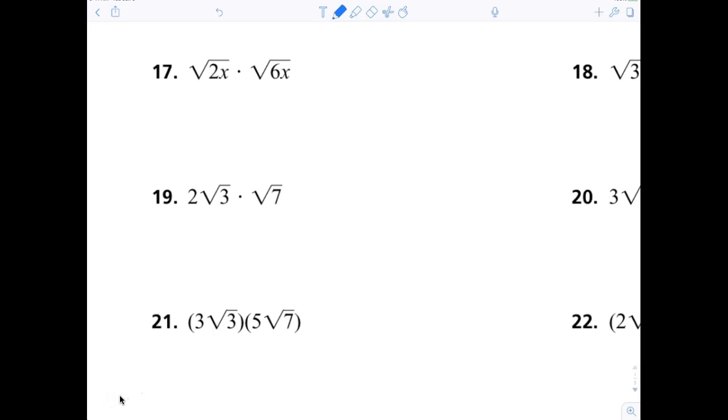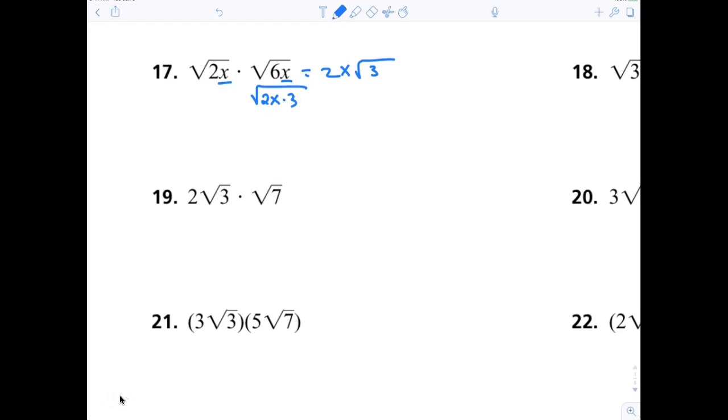Think about it. What is common with 2 and 6? There's a common 2. What's common with x and x? X. What was left behind? A 3. Now how did I know it was a 3? Because here I just changed that to 2x times 3.